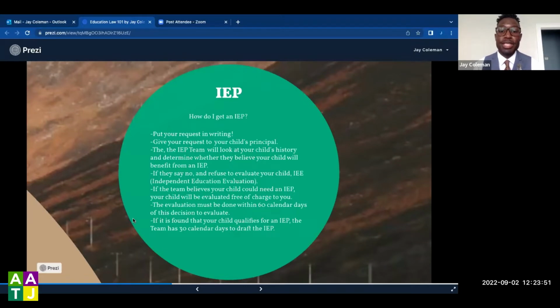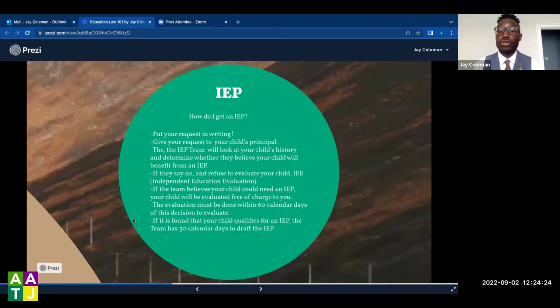Then the IEP team will look at your child's history and determine whether they believe your child will benefit from an IEP. So they'll look at your child's grade level. They'll also look at your child's behavior to determine, could it be that this child is acting out not because they just don't want to listen to the teacher, but because they don't understand? All of those things are going to be evaluated and used to determine whether or not your child needs an IEP or a 504 plan, which I'll talk about later. But the evaluation process is the same.